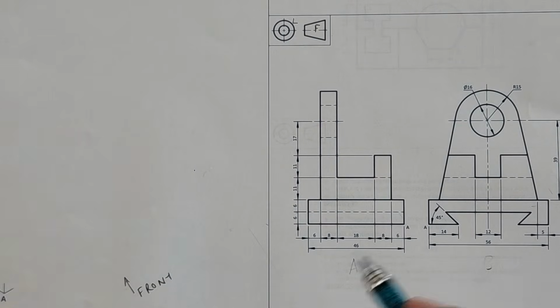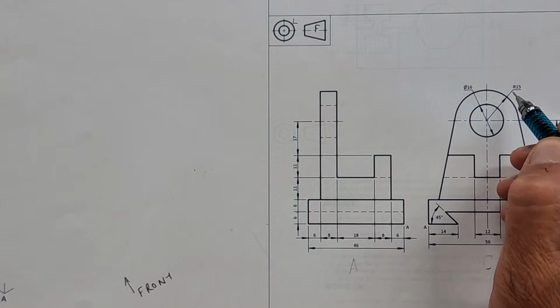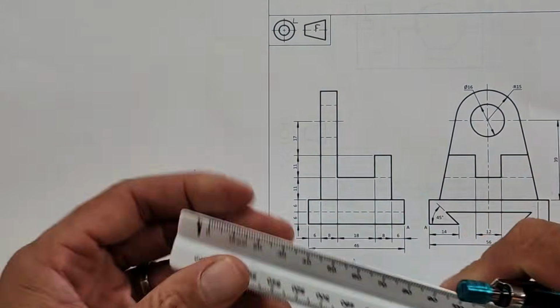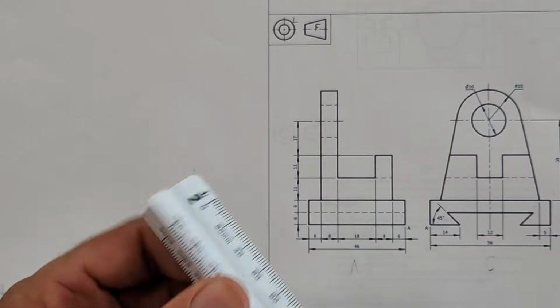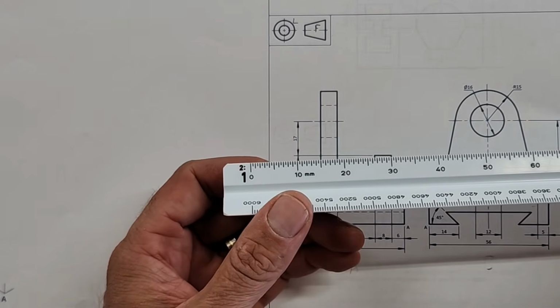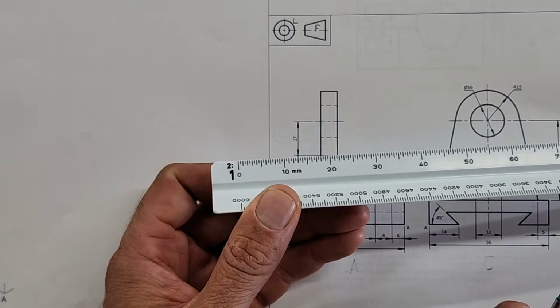The starting point using scale 2 to 1. In other words, these measurements, each one of them will be multiplied by 2. Or you will have to use a scale ruler that's got a 2 to 1 scale. There we go. Alright? Where applicable, all construction and auxiliary views must be shown. No hidden detail is required.